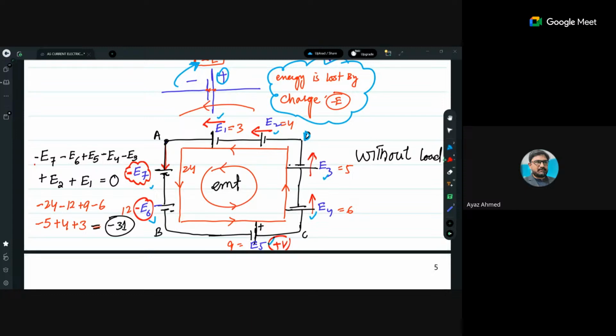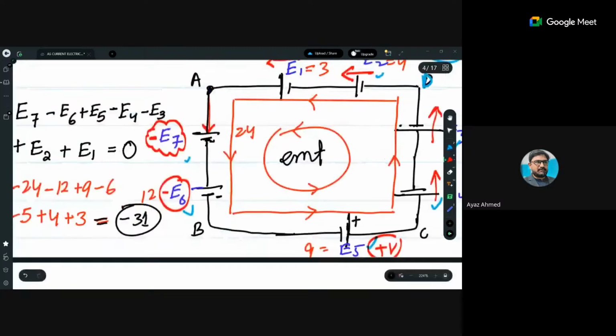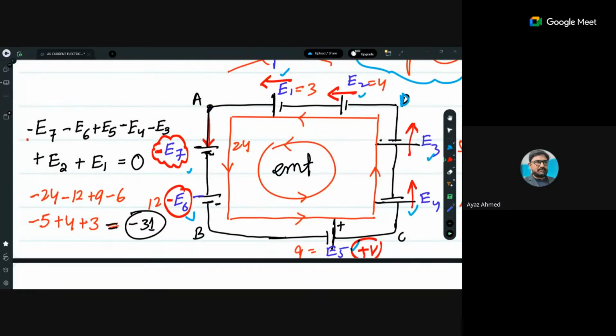So if you are asked to make an equation, that is E7, I told you negative, E6, I told you negative, E5, I told you positive, so a positive sign is given to that. Then E4 is taken as negative, E3 is taken as negative, E2 is taken as positive. So did you see all signs are awarded here? And then E1 is taken as positive. If you do this all, just make it equal to 0. That's it.